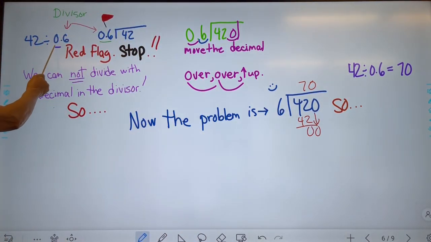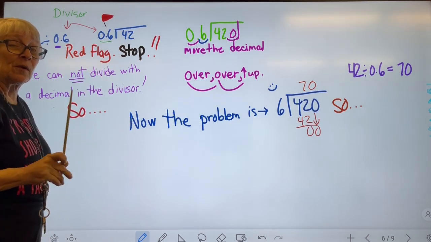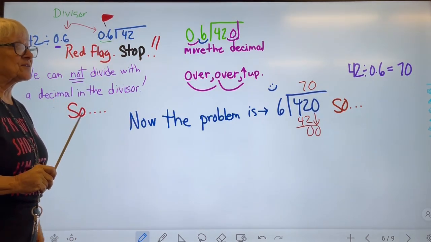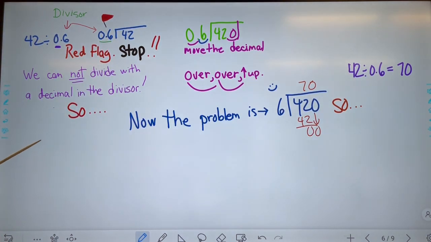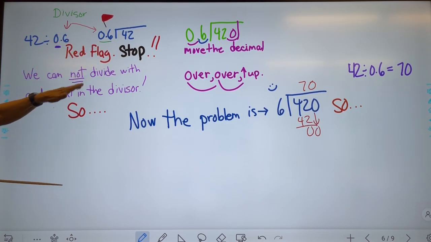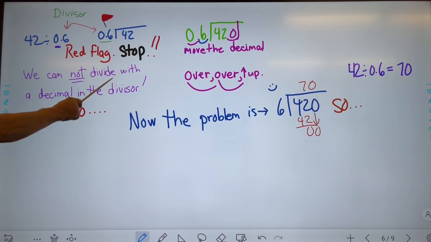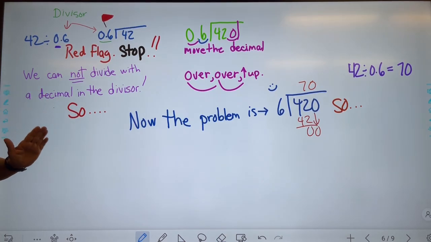The divisor is this number right here. 42 divided by 0.6. And this doesn't say 0.6 divided by 42. Some of you do read it that way, but that's not correct. It's 42 divided by 0.6. And when you see a decimal outside the decimal box, a red flag pops up, stop. You're going to have to do something to the problem first before you can divide and get the right answer.